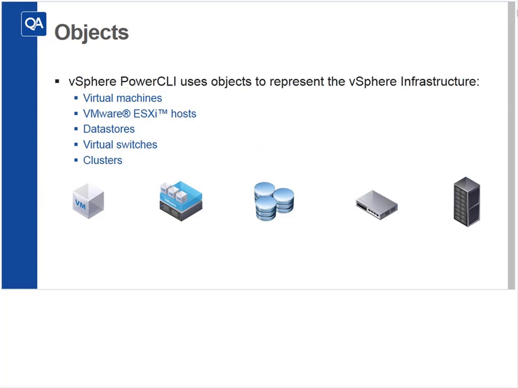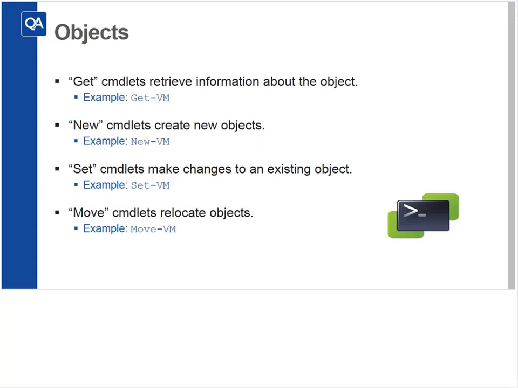So how do PowerShell and PowerCLI work? It works with objects, things. These things can include virtual machines, which obviously you'll be using, ESXi hosts, datastores, I'll do a little bit on datastores, virtual switches, and clusters. Kind of bits and bobs that you have in a vSphere environment.